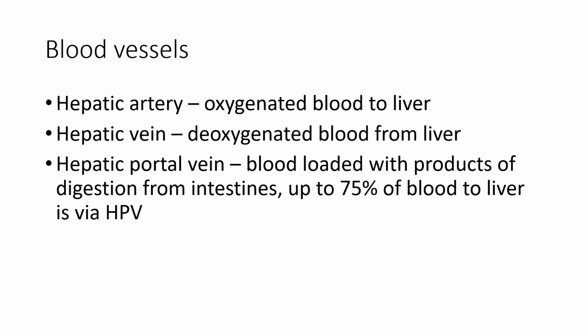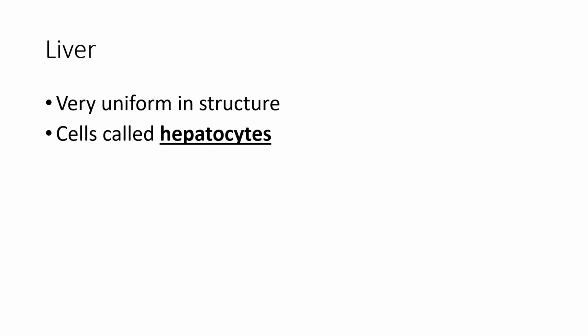Okay, so that's just to recap those blood vessels. It is really, really important that you remember that. So the two that are going in to your liver are the hepatic artery and the hepatic portal vein. They go in, and then your hepatic vein leaves. Okay, so oxygen-rich blood in, deoxygenated blood out, products of digestion from your digestive system to your liver in the hepatic portal vein. Right, so what does your liver look like inside?